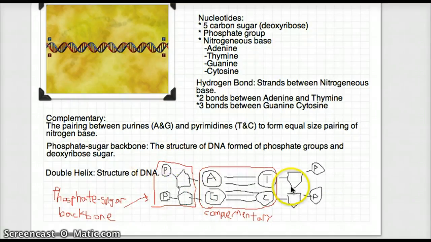The 2 sides of the structure we call the sugar-phosphate backbone, because it's formed of phosphate groups and deoxyribose sugar. Lastly, the double helix is just the structure of the DNA.